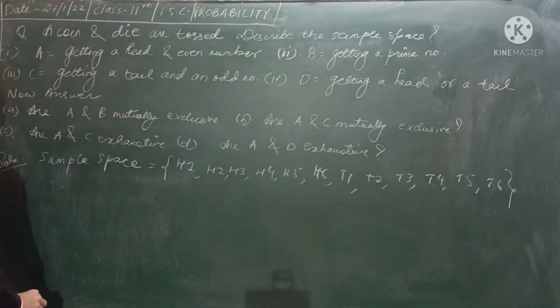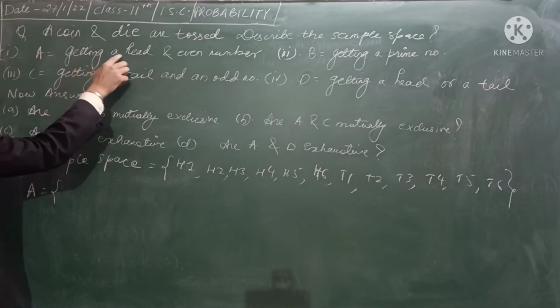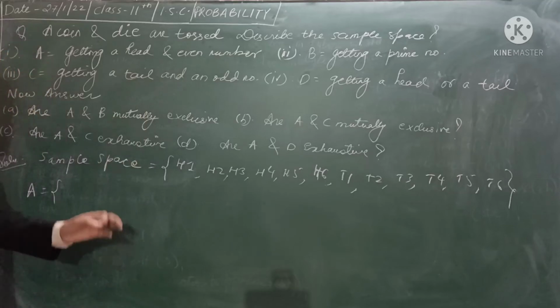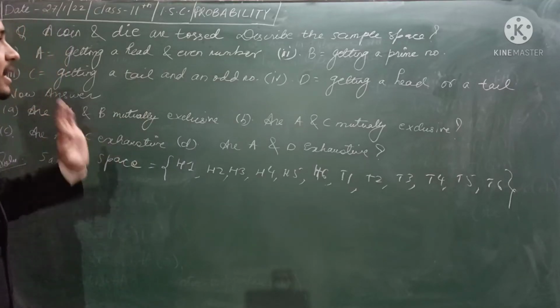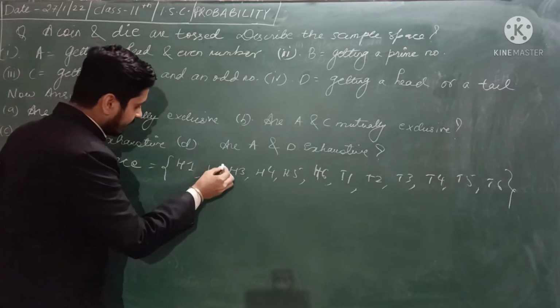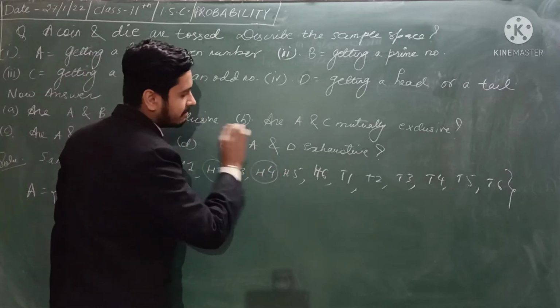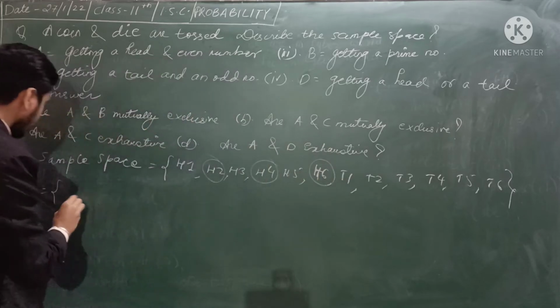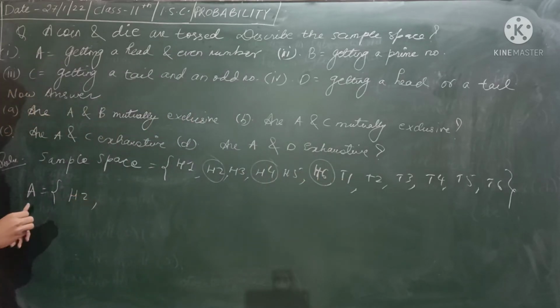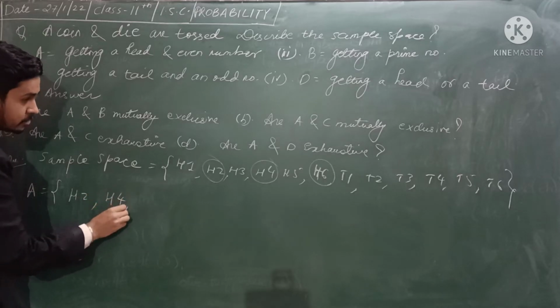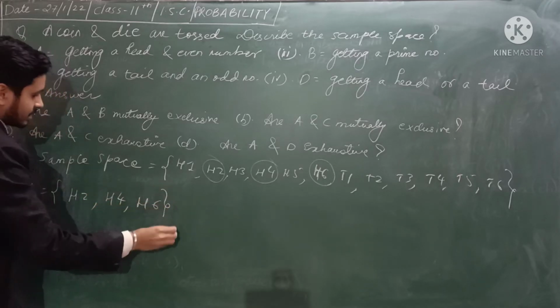Then what is the A event? Getting a head and an even number. That means it should be head and even number. So we can write that the A set will be H2, H4, H6.